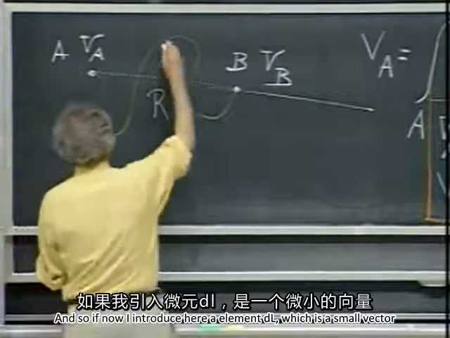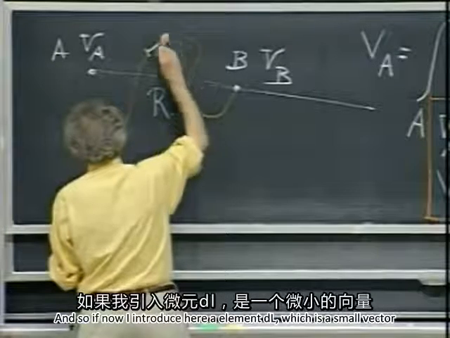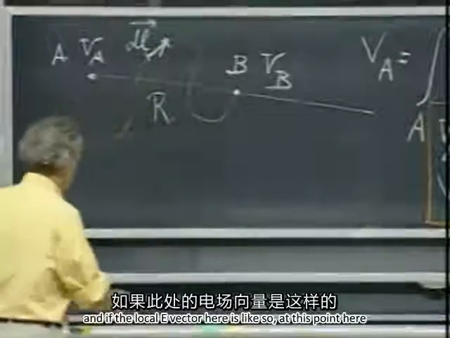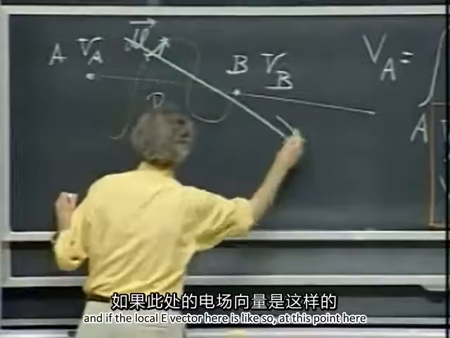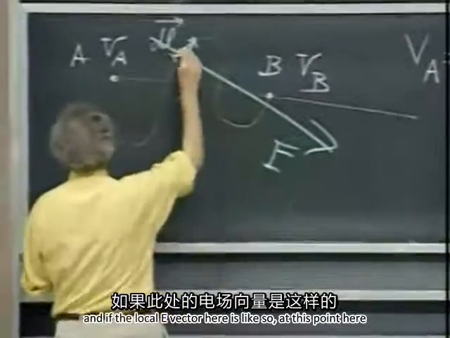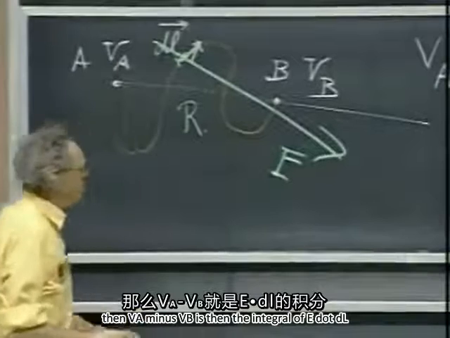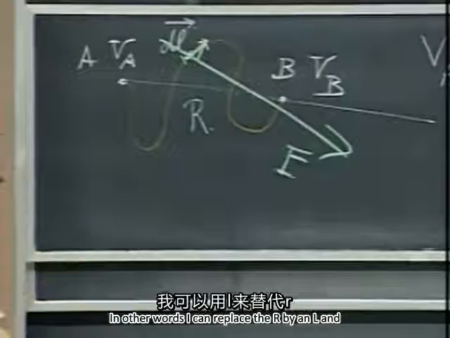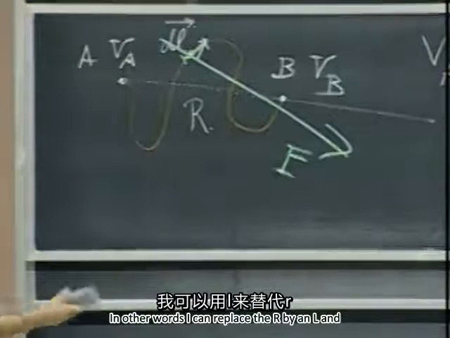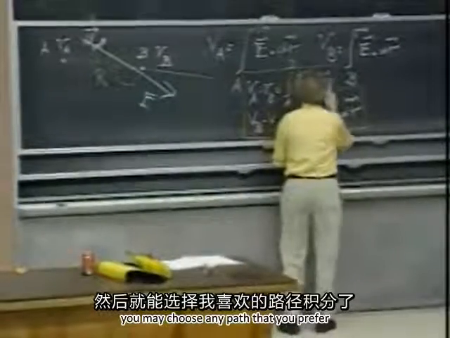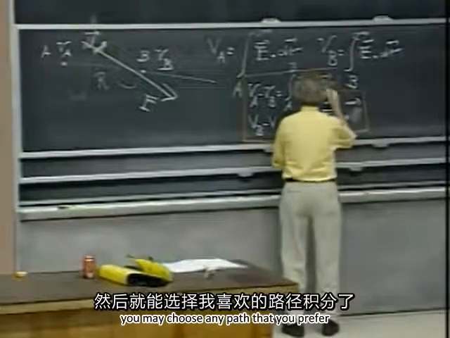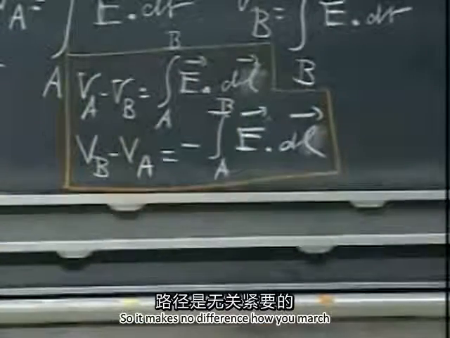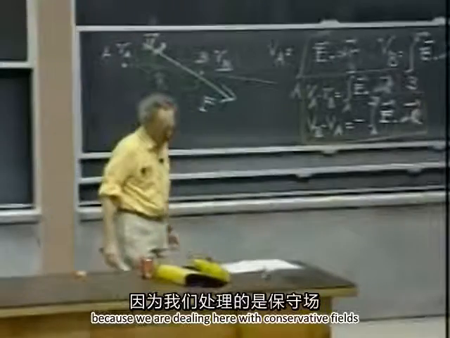And so if now I introduce here an element dl, which is a small vector, and if the local E vector here is like so, at this point here, then VA minus VB is the integral of E dot dl. In other words, I can replace the r by an l, and you may choose any path that you prefer. And that's the way that we will show you this equation most of the time. So it makes no difference how you march, because we are dealing here with conservative fields.